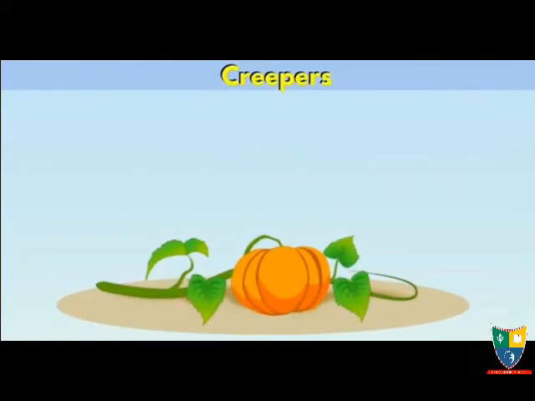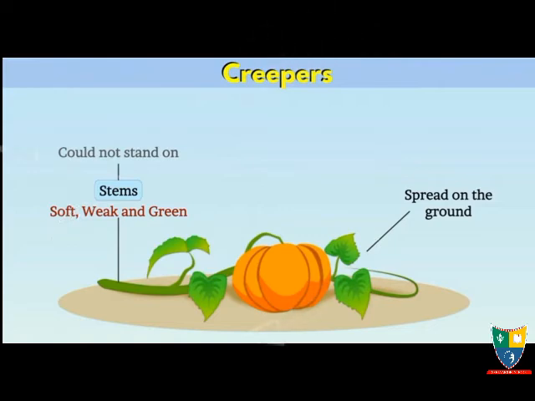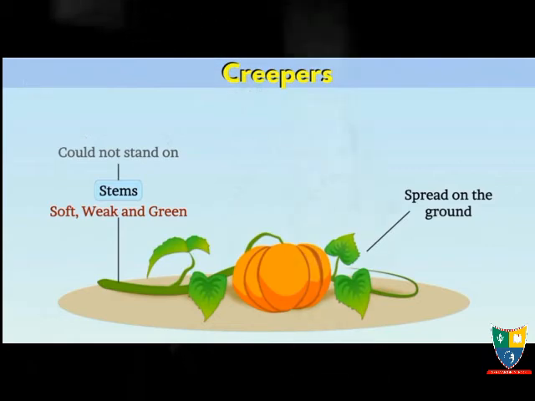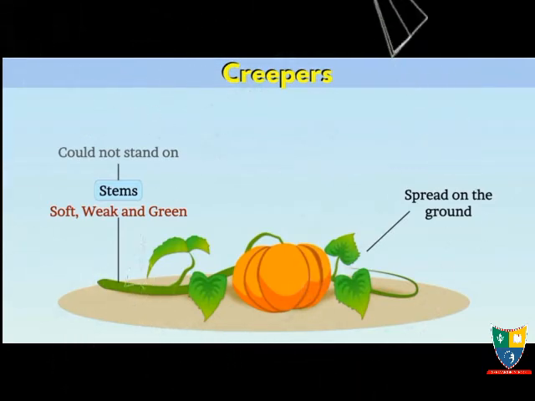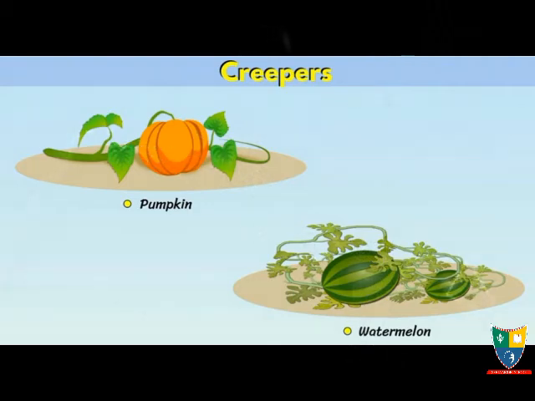Next is creepers. There are some plants which have soft, weak, and green stems. Plants could not stand on such stem and so they spread on the ground. Such plants are called creepers. Examples of creepers are pumpkin, watermelon, etc.